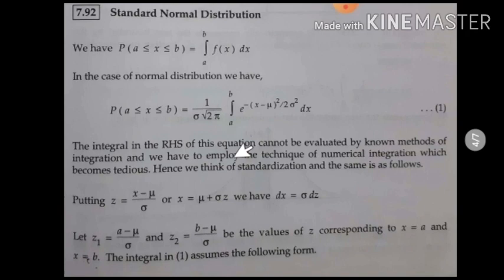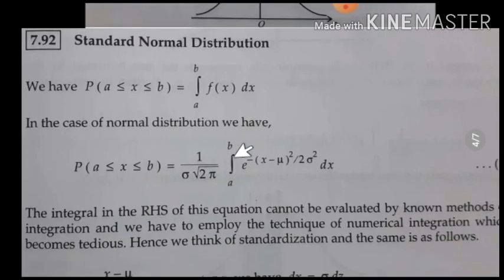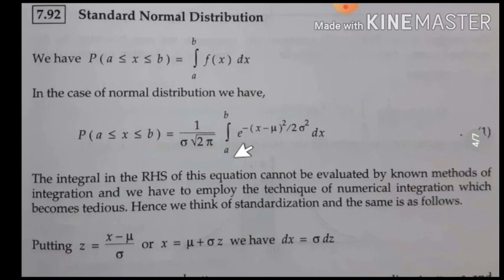Next, we are standardizing that normal distribution. Why, I will tell you in the next step. In the first step, suppose I want to find the probability that x varies between two finite values a and b. So what will be the probability distribution function? We write integral a to b f of x dx. In the case of the normal distribution, substitute f of x, which is 1 by sigma root 2 pi e to the power of minus x minus mu whole square divided by 2 sigma square, dx.